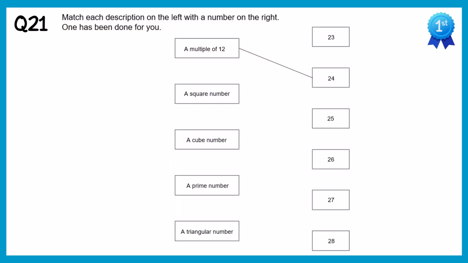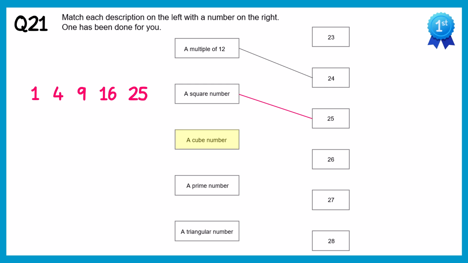For this question, we need to match some descriptions to the numbers on the right-hand side. Let's start with the square numbers. You get a square number when you multiply a number by itself, like 1 times 1, which is 1, 2 times 2, which is 4, 3 times 3, which is 9, and so on. Now looking at the numbers we have, we need to keep going here. 4 times 4 is 16, and 5 times 5 is 25, and that one is in the list, so the square number is 25.